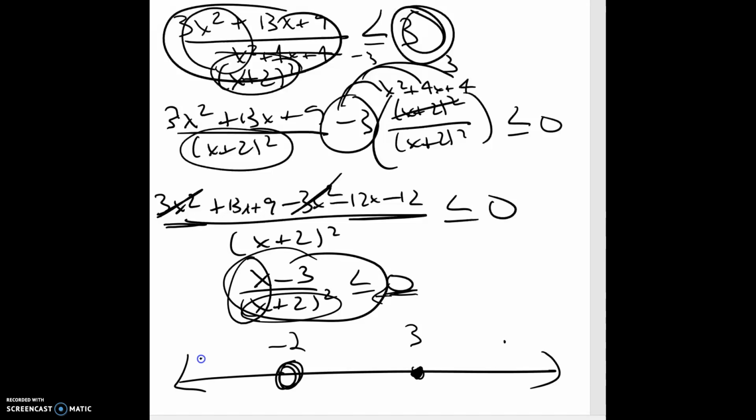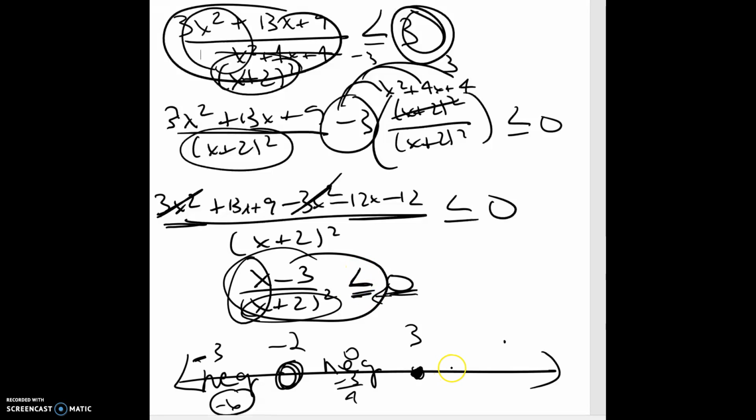So if I sub in a -3 for my x value, let's see, what do I get? -6 over 1. So my output is -6. Since my output's negative, that's good because I want negative. And then I could pick a number in between, and 0 is a nice, easy number. I get -3 over 4. That's negative, and again, that appears to be good.